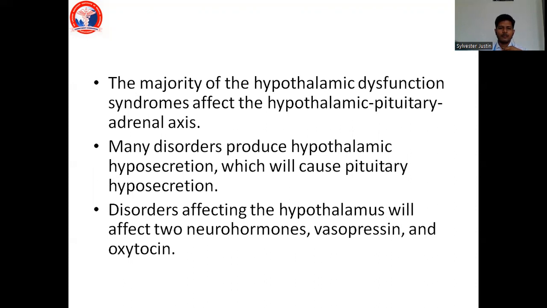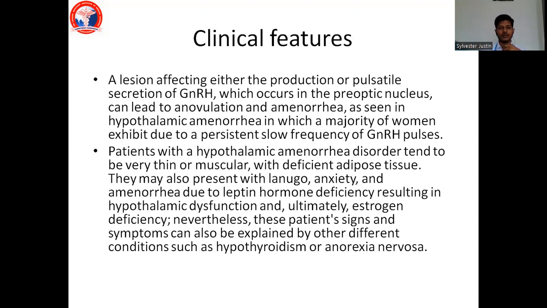So the majority of the hypothalamic dysfunction syndromes affect the hypothalamic pituitary adrenal axis. Many disorders produce hypothalamic hyposecretion, which causes pituitary hyposecretion. And disorders affecting the hypothalamus will mostly affect the neurohormones vasopressin and oxytocin, which are basically secreted from the hypothalamus themselves. So clinical features will depend on what hormonal deficiency occurs.